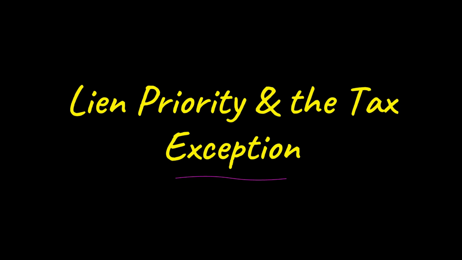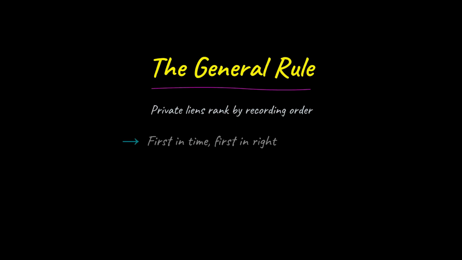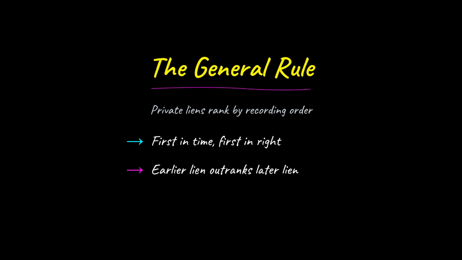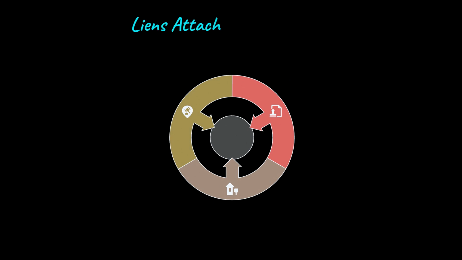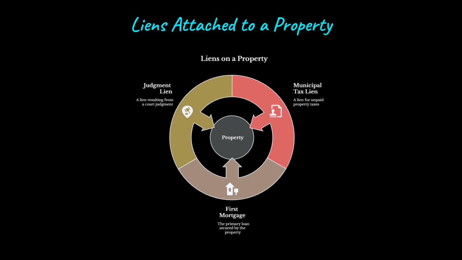Let's look at the rule that normally decides this order and the powerful exception that overrides it. Most private liens follow the rule of first in time, first in right. Whichever lien was recorded earliest gets paid before one recorded later. That's how a first mortgage normally outranks a later judgment lien. But government tax claims break this pattern. A municipal real estate tax lien attaches to the property just like a mortgage or judgment lien, yet it carries a special super priority that private liens don't have.